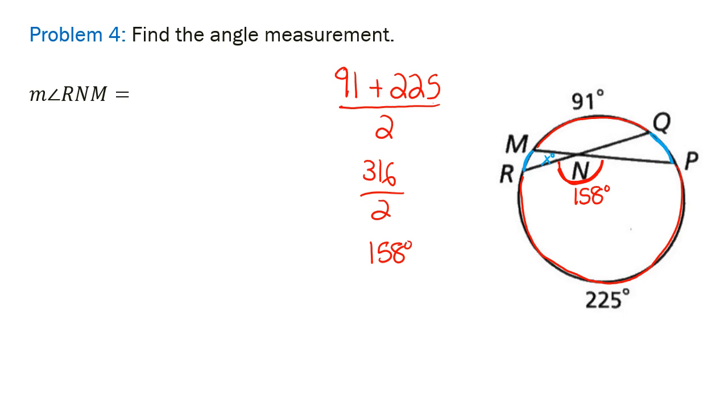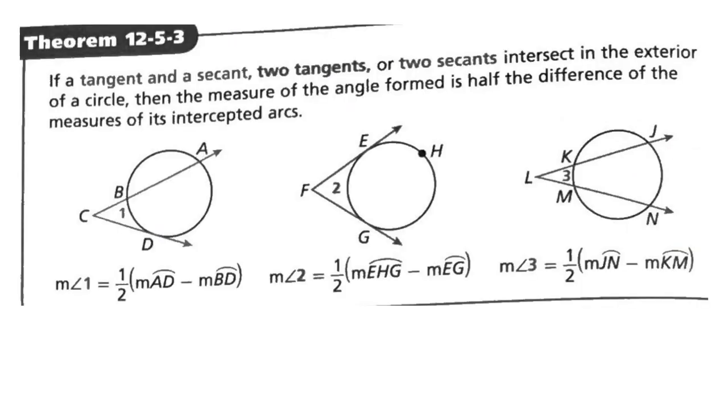Well, if we look carefully at MP, that's a straight line. Straight lines make 180 degrees. Well, we know that from here to there is 158, and so if we go 180 minus 158, we'll find out what that angle is. So 180 degrees minus 158 degrees is 22 degrees. And that is the angle measure of RNM.